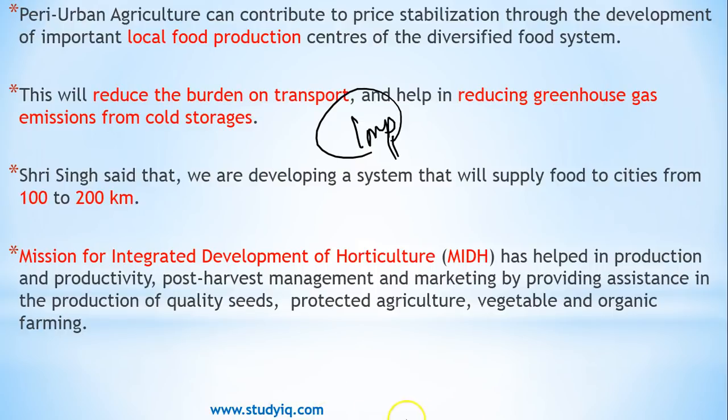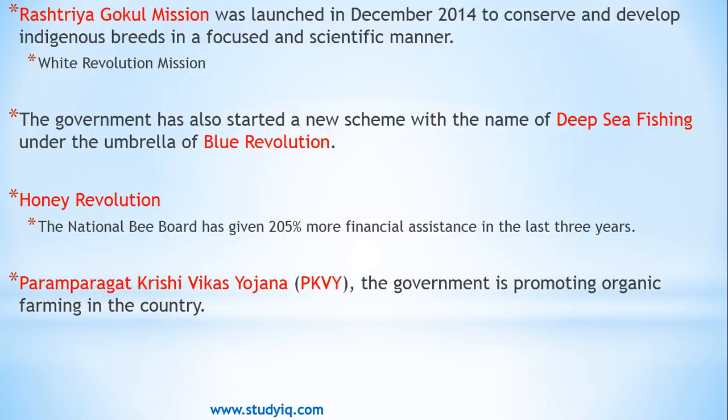With this, dear friends, the minister has talked about many schemes, and I can assure you that in future, whenever we get enough time, we will discuss these schemes as well. But let me briefly give you an idea of the Mission for Integrated Development of Horticulture. In short, it is known as MIDH. Here horticulture is associated with fruit and vegetable production, so keep this in mind. The second thing is the Rashtriya Gokul Mission, associated with bovine animals, and it is about conserving and developing indigenous breeds, and white revolution is associated with bovine animals.